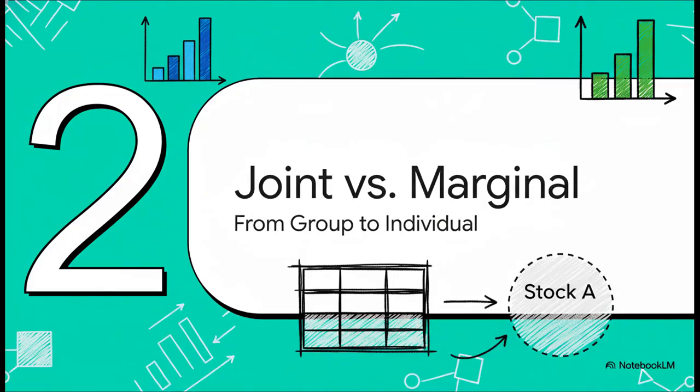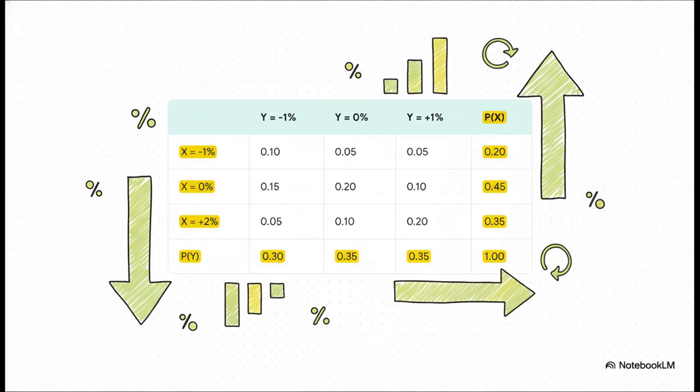So we have the big picture of how they work as a team, but what if we want to zoom in? What if we just want to know the odds for stock A all by itself, completely ignoring what stock B is doing? Well, we can actually pull that information right out of this table. It's actually incredibly simple. You just sum up the rows to get the total probability for each of stock A's outcomes. We call these its marginal probabilities. You can see right there, there's a 35% chance of a plus 2% day for stock A, period. And if you sum the columns, you get the same thing for stock B. We've just isolated each stock's individual story from their joint one.